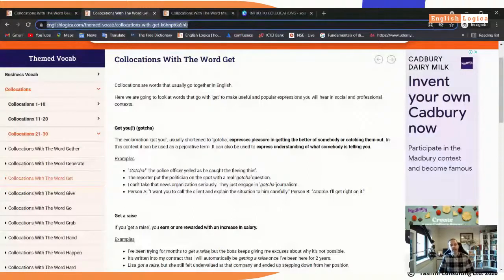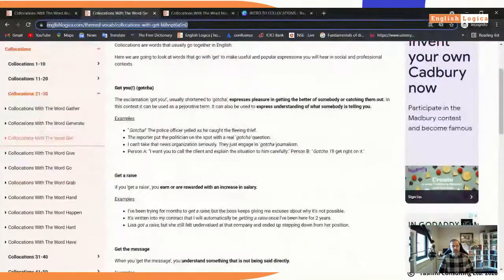Our first one is got you, often shortened as gotcha. And a lot of these examples, all of the examples actually, have gotcha in them. So when you say got you or gotcha, this expresses pleasure in getting the better of somebody or catching them out. In this context, it can be used as a pejorative term, so almost like you triumph over them by saying, ha, gotcha. It can also be used to express understanding of what somebody is telling you.